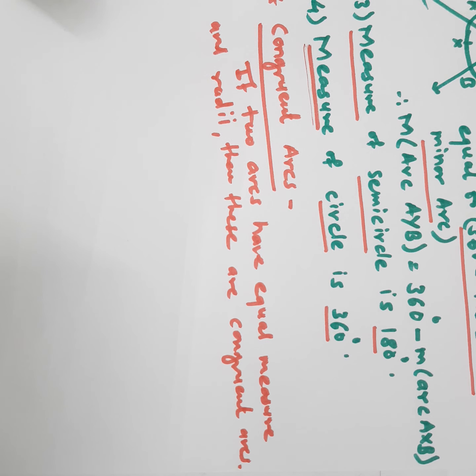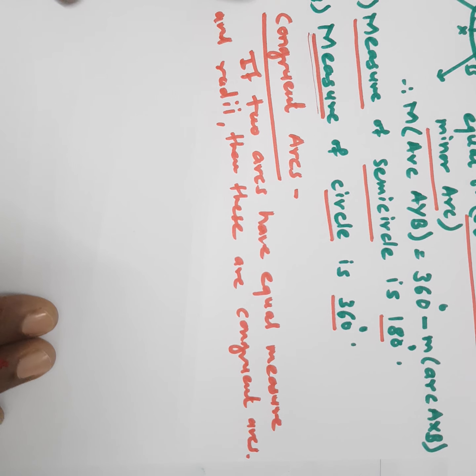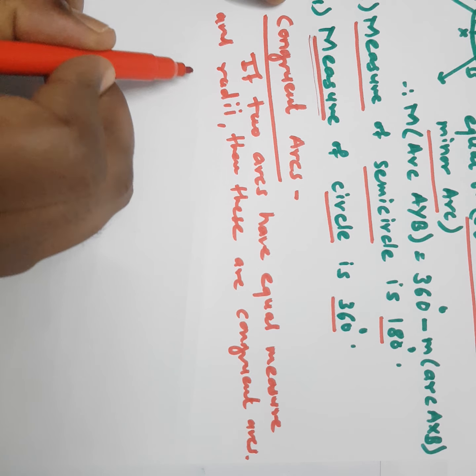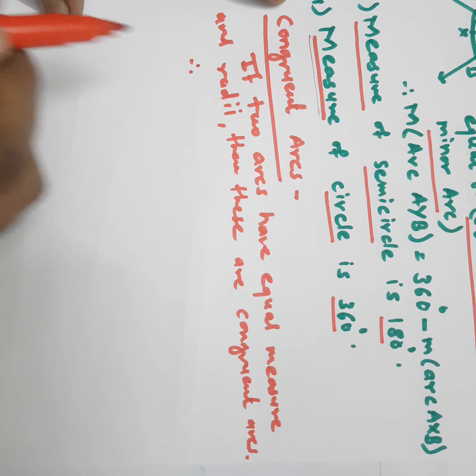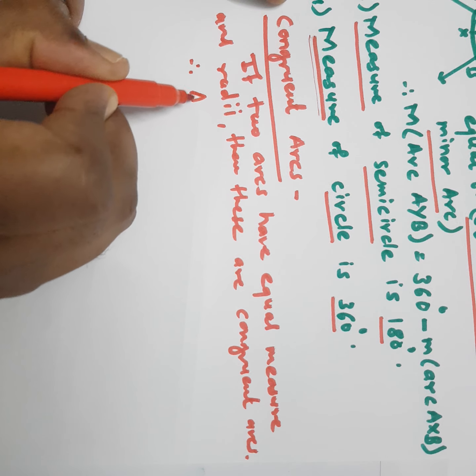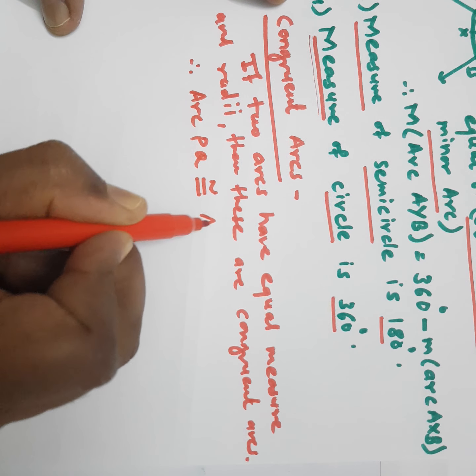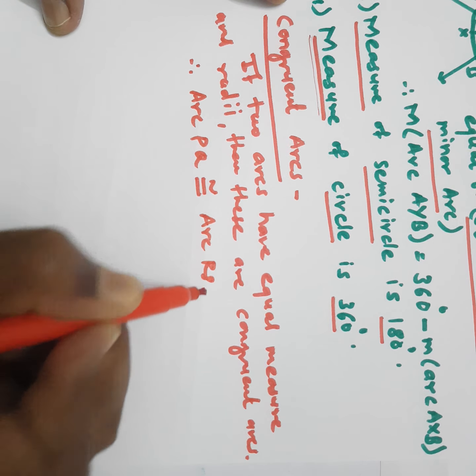Congruent arcs means two arcs of the same circle or of congruent circles having equal measure are congruent arcs. If there are two arcs, arc PQ and arc SR, and they are congruent, then we can denote it as arc PQ congruent arc RS.